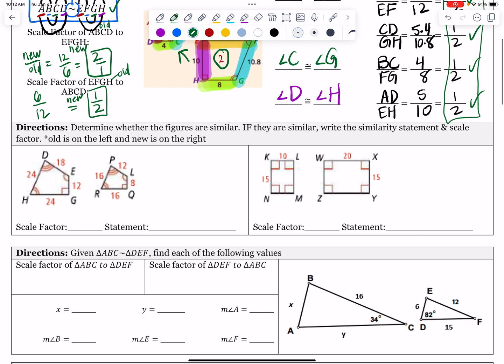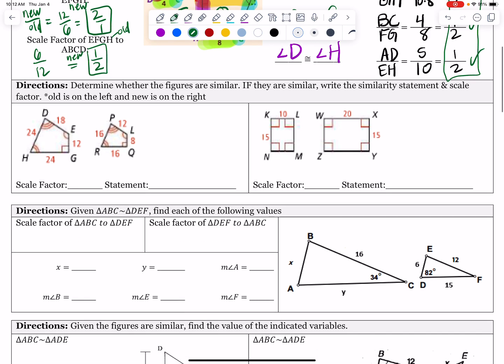So you can just use that scale factor, and you can do the inverse of it if you switch the directions that you're going. All right, it says directions determine whether the figures are similar. So we're asking ourselves, are these two figures similar to each other? That's what we're checking for. If they are similar, write the similarity statement and the scale factor. And it does make a note that the old is the one on the left and the new is the one on the right. So let's go ahead and put that in our picture.